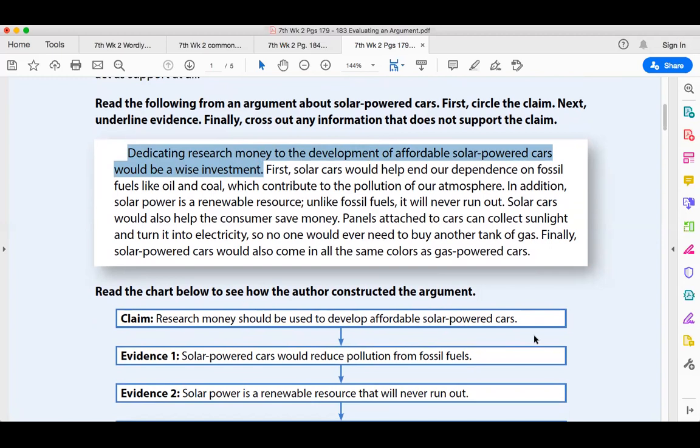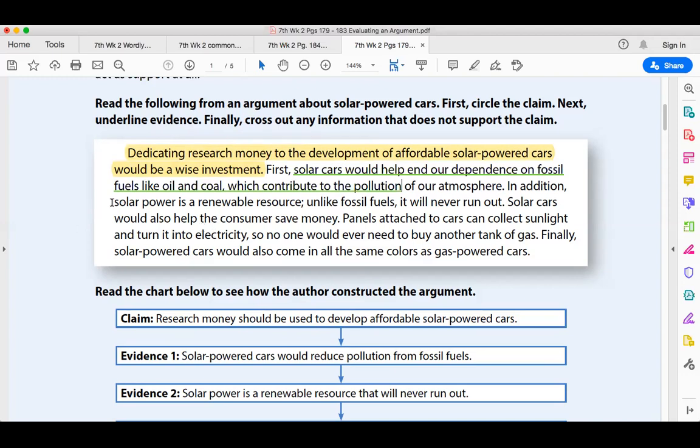And your first evidence that we're going to underline is solar cars. Oops, that didn't work, did it? I forgot to click on it, right? And you have to click on the thing. So now I'm going to say solar cars would help end our dependence on fossil fuels, contribute to the pollution. And I'm going to hit the T to underline. All right, so that's my first evidence that I found.